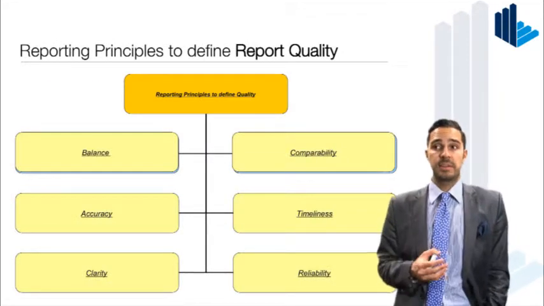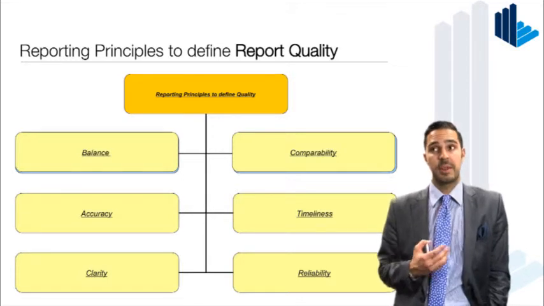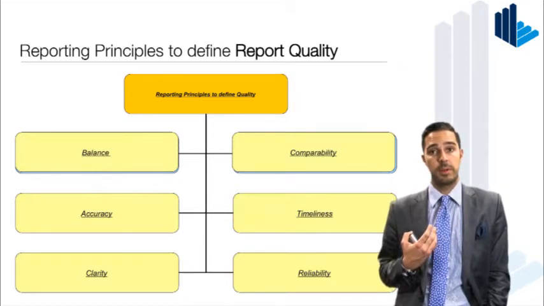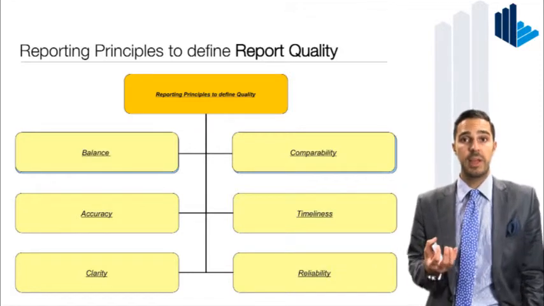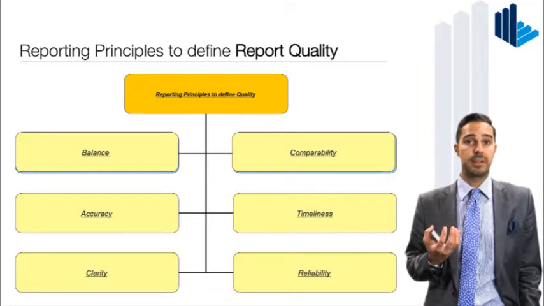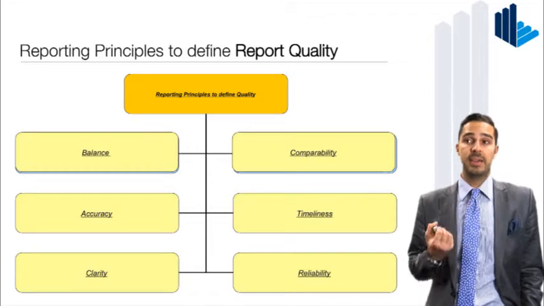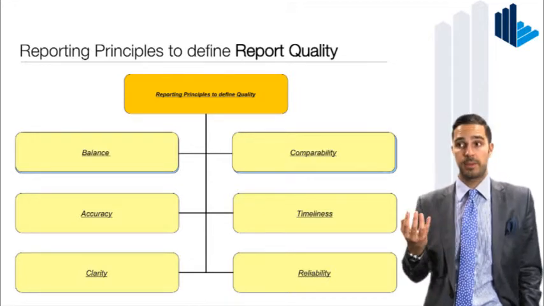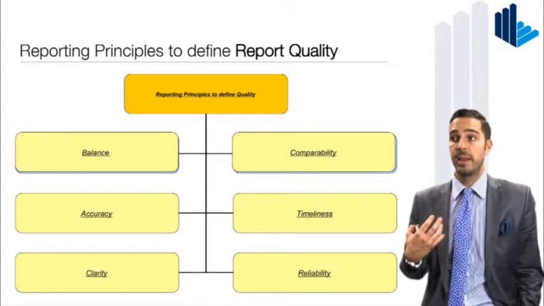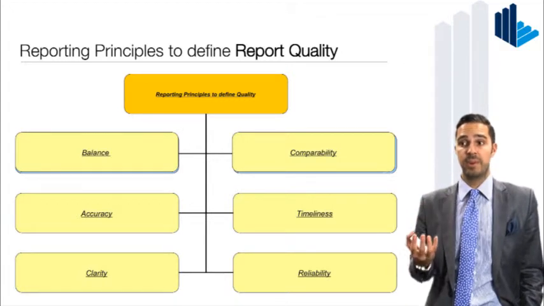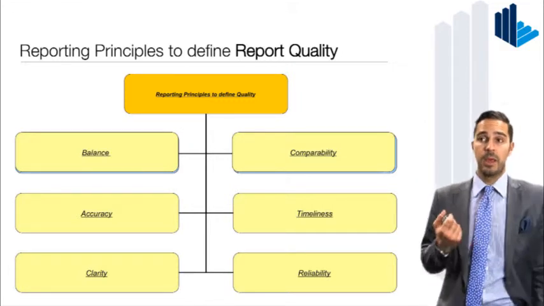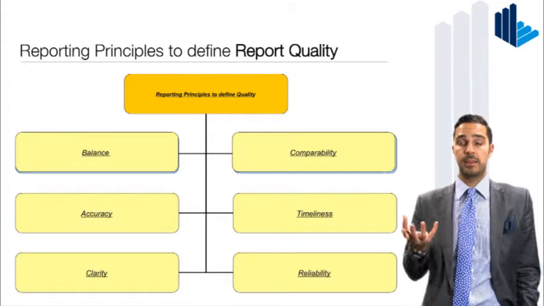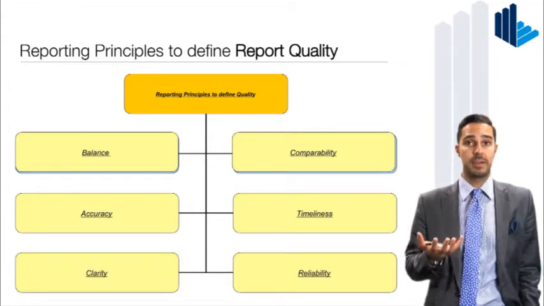There are also 6 principles at the base of that should be taken into consideration and are used to define report quality. And these 6 principles are called balance, accuracy, clarity, comparability, timeliness, and reliability. What does this mean? This means that the report should be balanced.